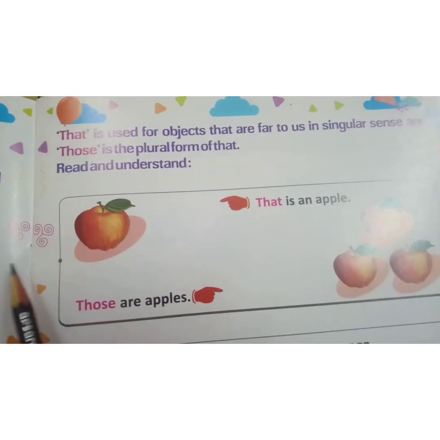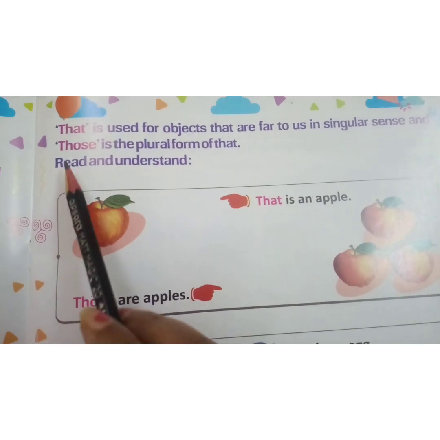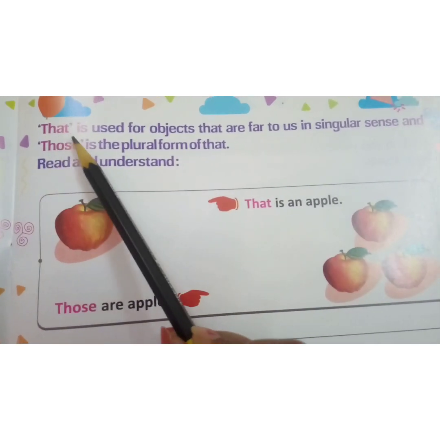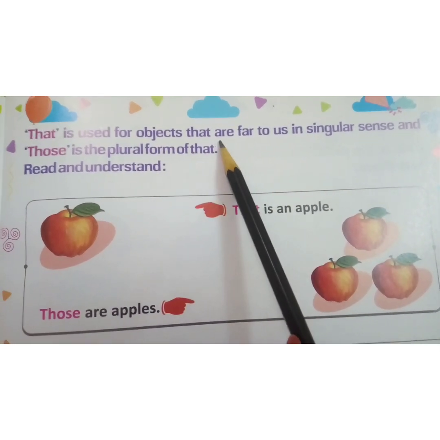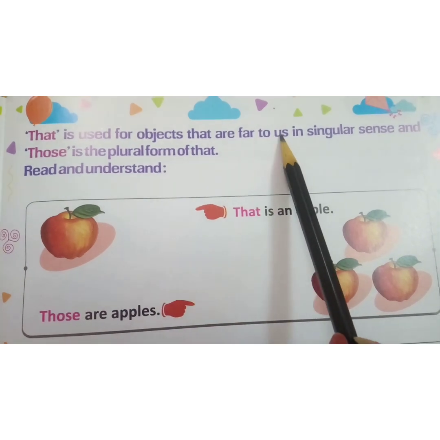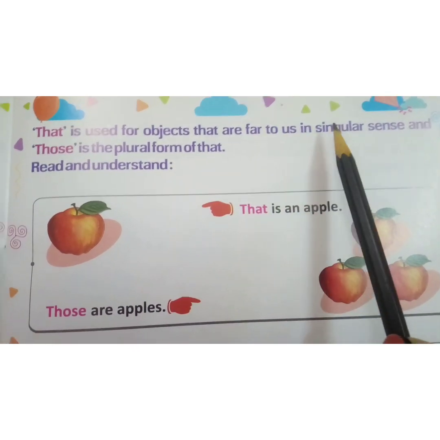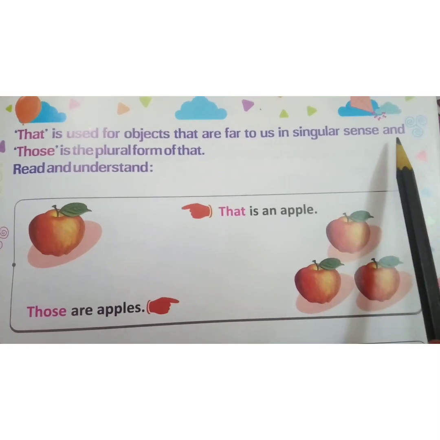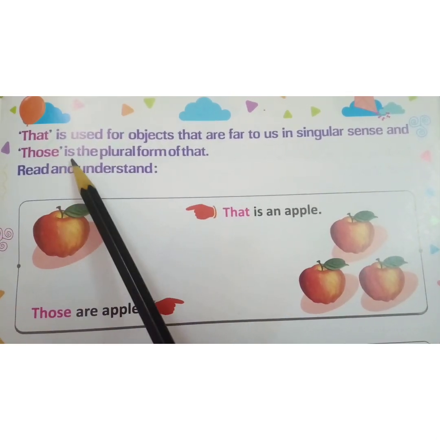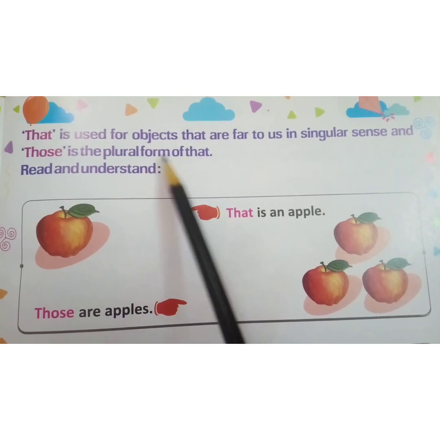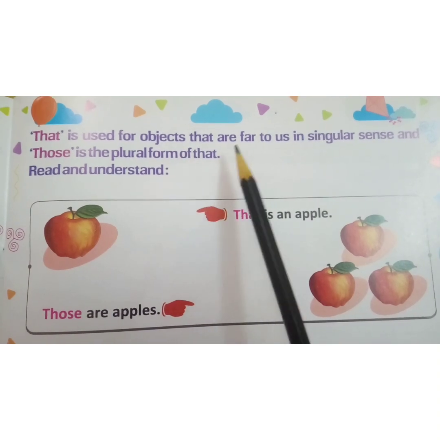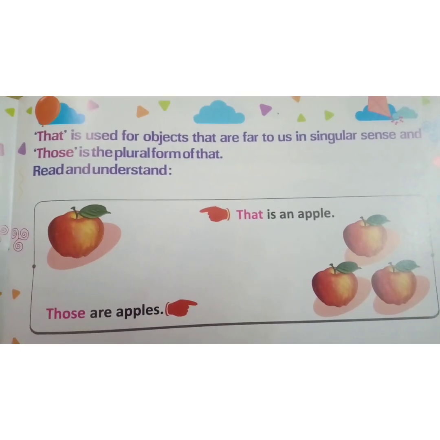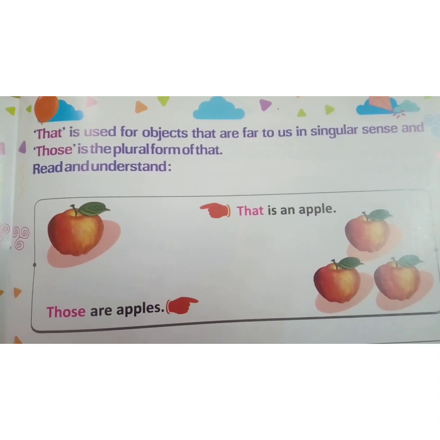Now let us read this. All of you please read the heading with me. That is used for objects that are far to us in singular sense, and those is the plural form of that. So that is used for objects that are far. We use that when the object is far from us.